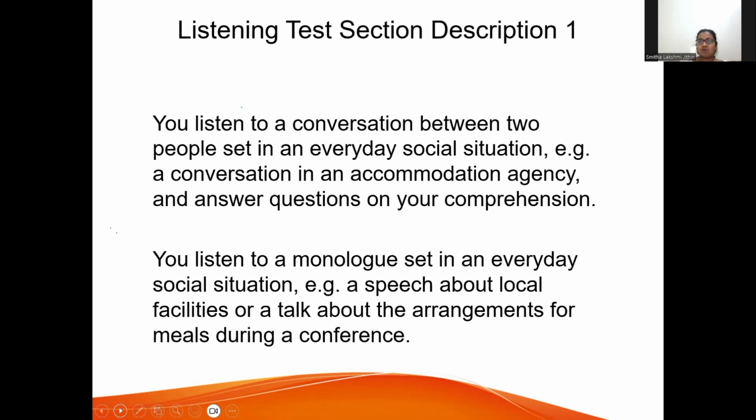Then listening test number one. First is the conversation. In this listening, I usually advise my students to get 10 out of 10 in the very first one, because that is the easiest part of your listening. You will be listening to a conversation between two people. It may be in any social context, like booking a hotel or a tour program, something like that. So it will be a conversation, and this is the place where we can really hear with ease.